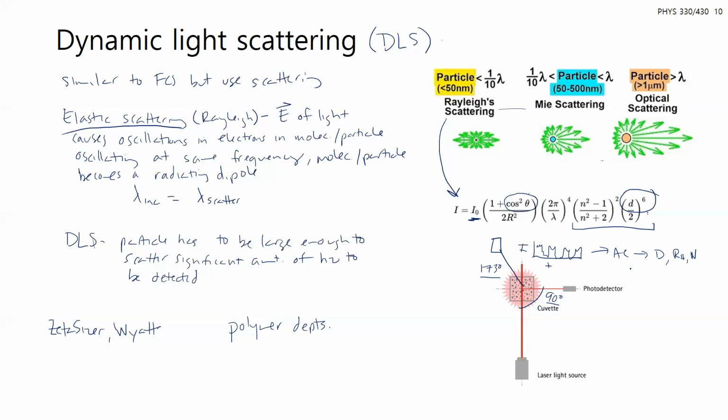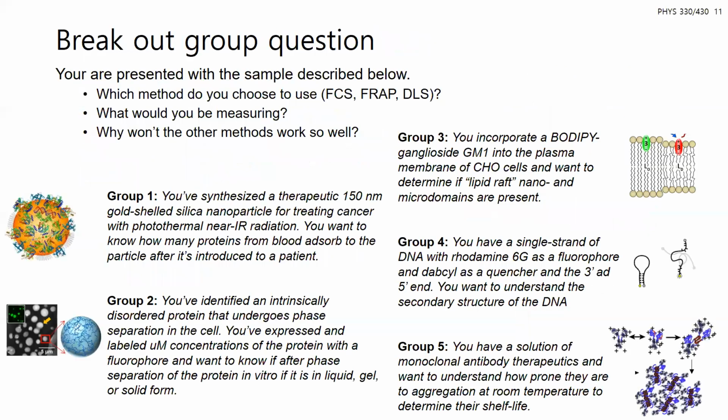But I didn't want to go into a separate format of mathematical equations for them. So since we've talked about FRAP, FCS, and DLS, I wanted to do a breakout question. Let's say your PI comes up to you and says, I want you to do this type of measurement, or I want you to determine this value, looking at the size change in a gold nanoparticle.